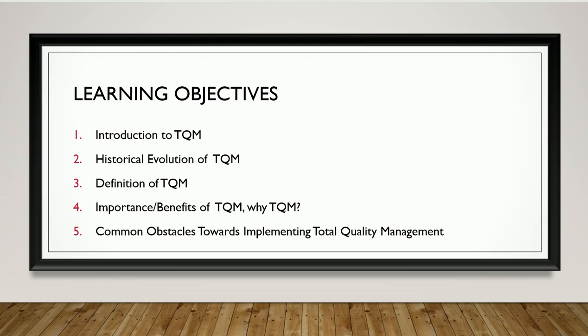And then the definition of TQM, we will break it down for you so that you can learn exactly what we mean by TQM. And then we'll also discuss the importance and benefits of TQM, like why TQM is needed in organizations, why companies should implement TQM so that they can improve their processes, their services, and their products, and eventually get customer satisfaction. And the last topic we will discuss in this chapter would be common obstacles or problems towards implementing total quality management in the organization.